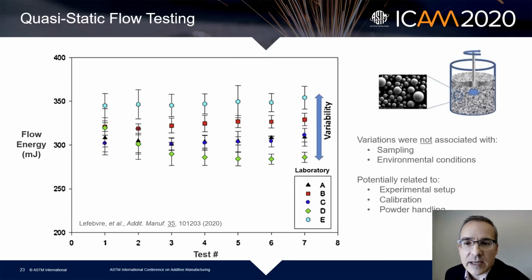Now the quasi-static flow testing, I won't talk too much about this technique today. This is one paper from earlier this year, showing 5 laboratories that examined the variability in the technique. And you can see there's some huge variability between these standardized samples that these laboratories examined. And they did report that the variations were not associated with sampling or environmental conditions, and suggested some other potential sources. So this is definitely an issue we've seen before, and one of the reasons we look at the dynamic techniques.